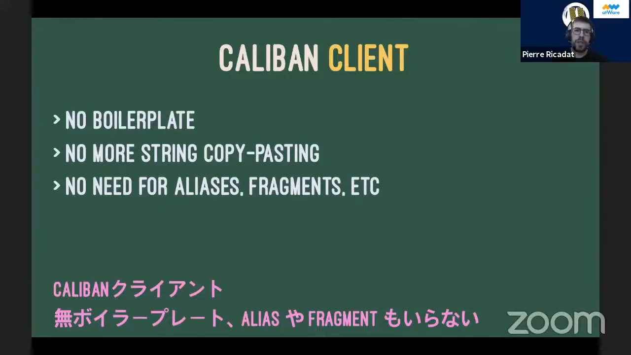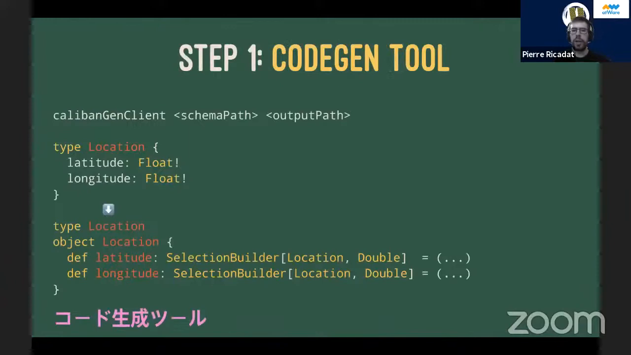Another advantage of Caliban Client is that you don't really need to care about fragments and aliases. Those are more advanced GraphQL features that are needed in some cases, but you don't need to care about them because Caliban will take care of it for you. So let's see a simple example of how to run a GraphQL query with Caliban in 3 steps.